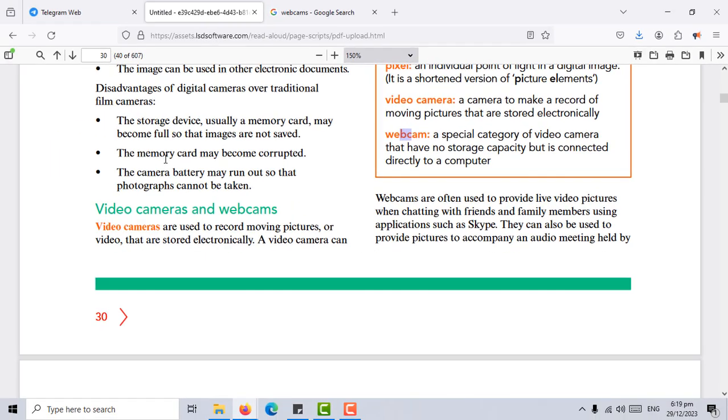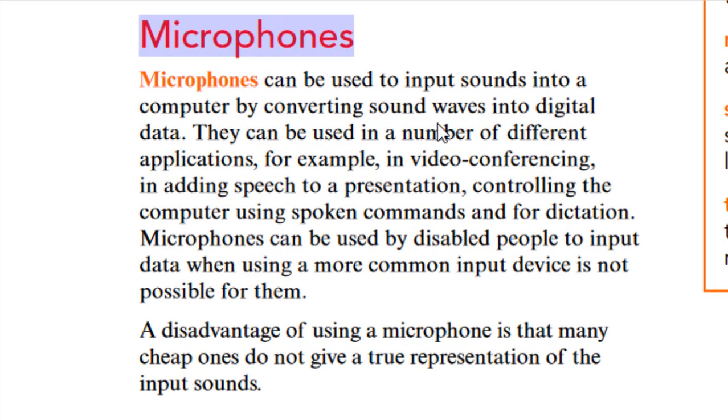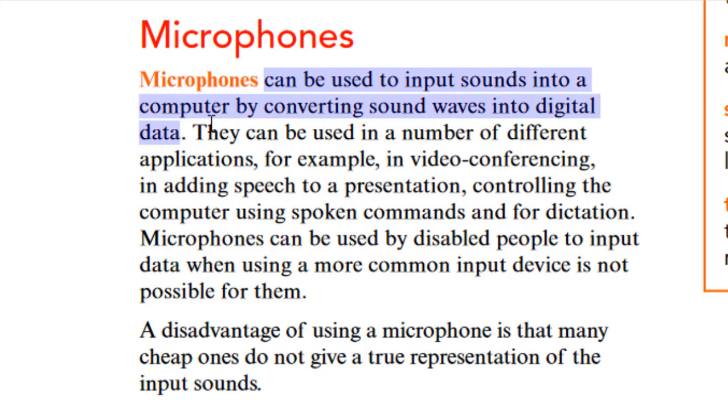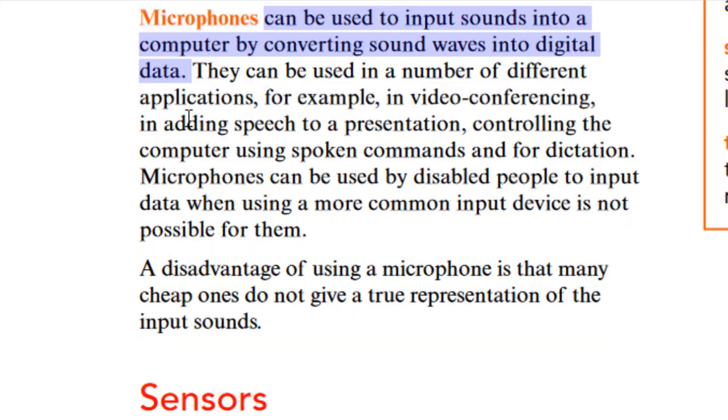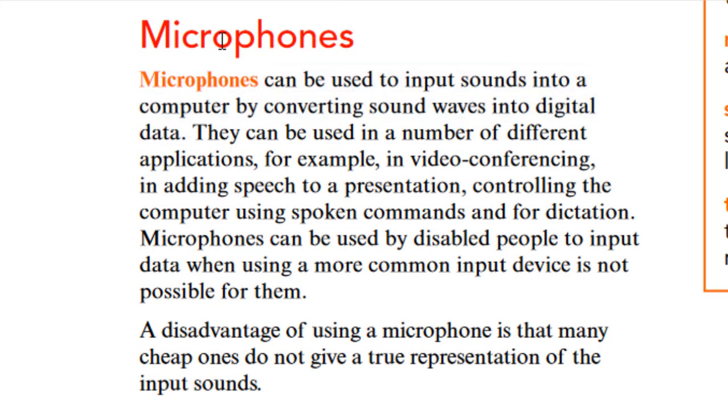Let's move on. Moving on to microphones, which is another input device. Microphones can be used to input sounds into a computer by converting sound waves into digital data. Now, for some questions, the advantages of having a device is the use. So we can use it in video conferencing, in adding speech to a presentation like the one that I'm using right now, controlling the computer using spoken commands.